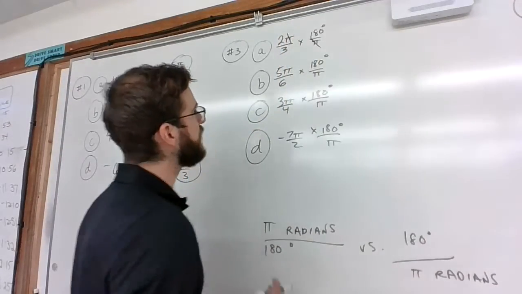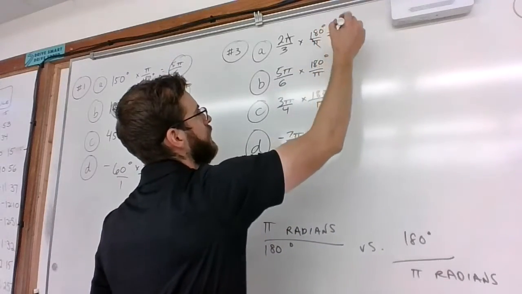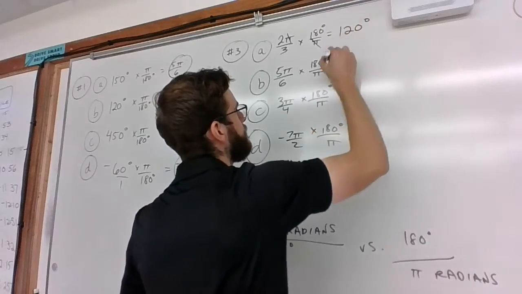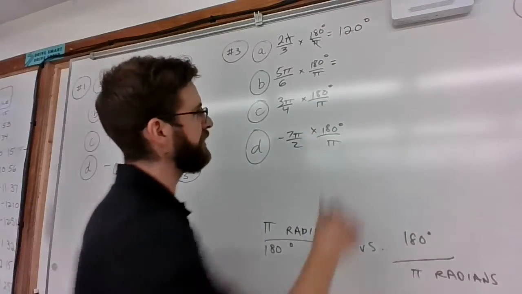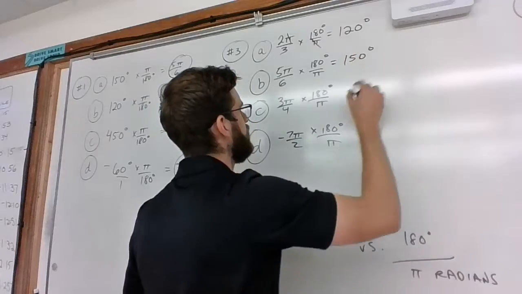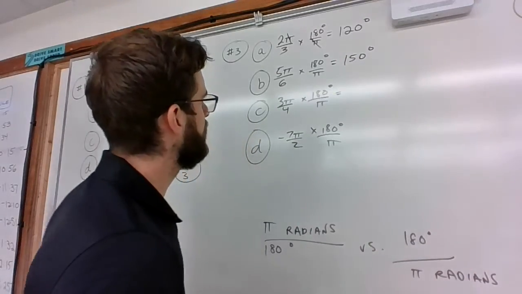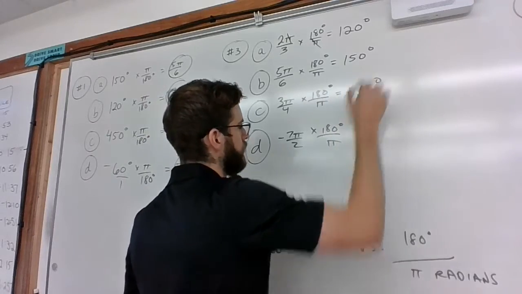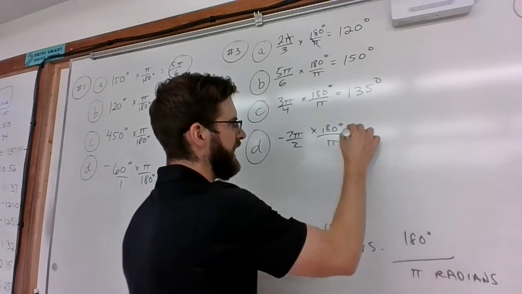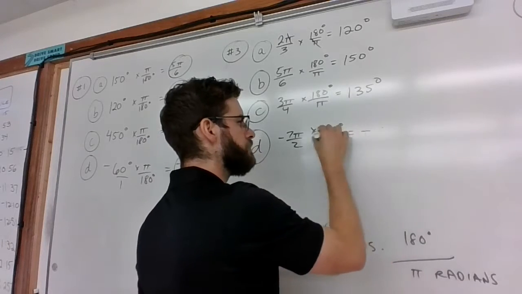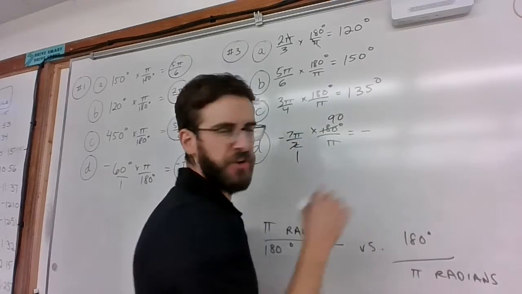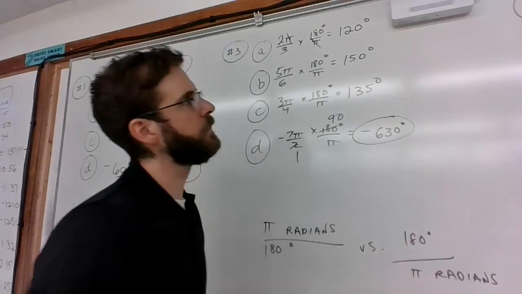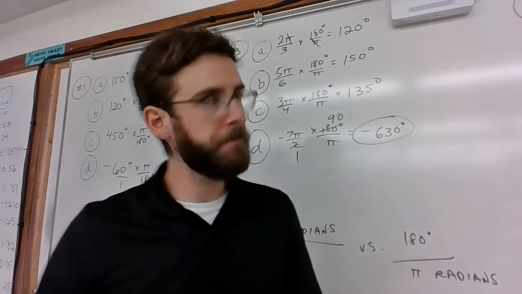On these, you've got, let's see here, 120 degrees, 150 degrees. This is 135 degrees. And this one ends up being negative 630 degrees. All right, pretty basic stuff so far.